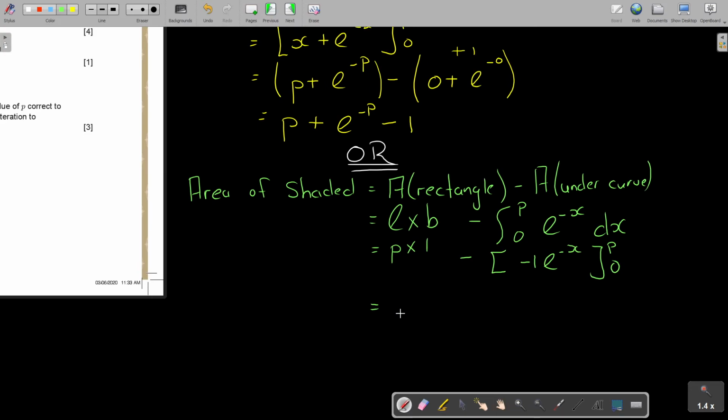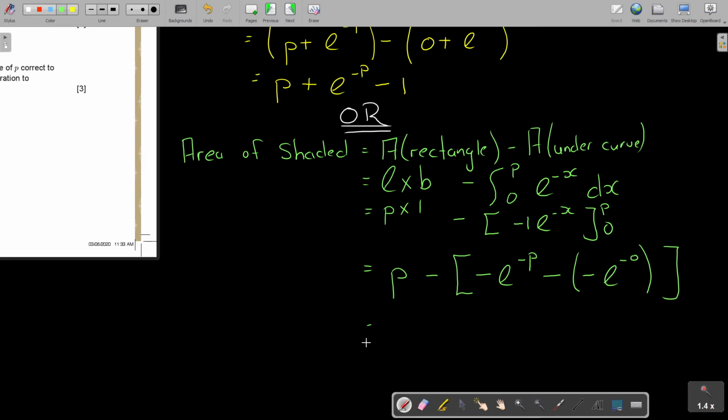And then it's going to be P minus, okay, let's just keep that bracket. So it's negative e negative P, and then I subtract the p minus, negative e negative 0. And if I simplify this, I'm getting p, and a negative times a negative is positive, e negative p.